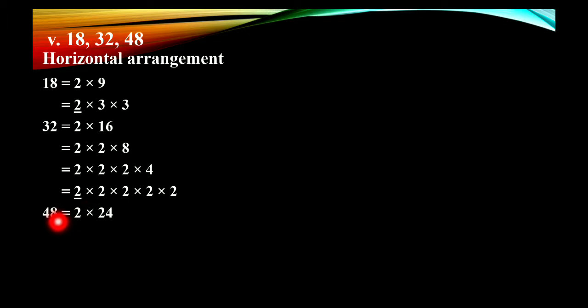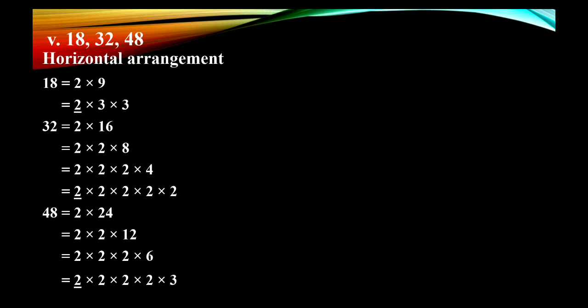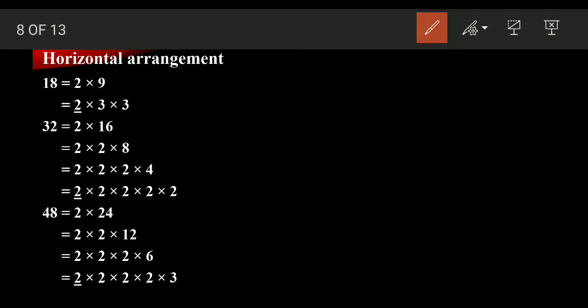Now we have 48. Let us factorize 48. 2 into 24. 24 is factorized as 2 into 12. This 12 can be factorized as 2 into 6. 6 can be factorized as 2 into 3. See, children, this will give a better understanding. If you do this way also, no problem. If you have any confusion, you can put an arrow mark and you can solve like this.